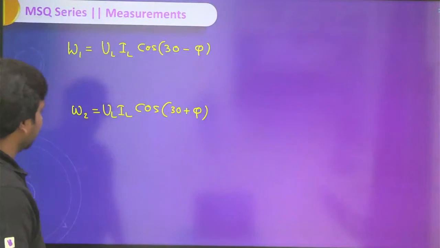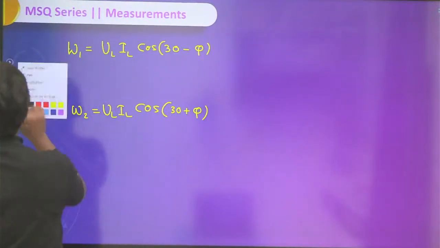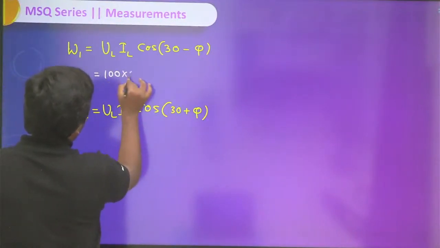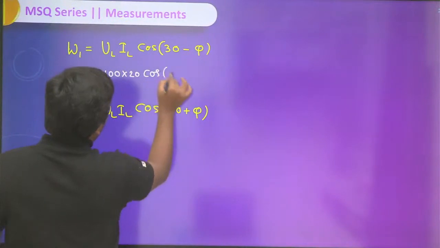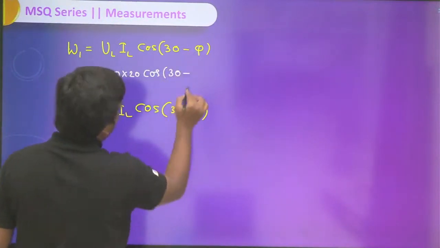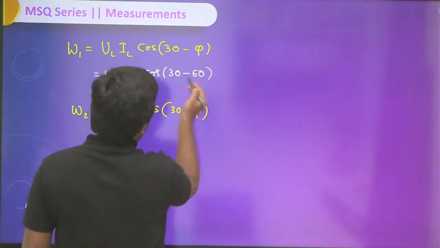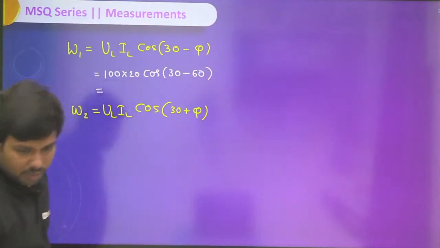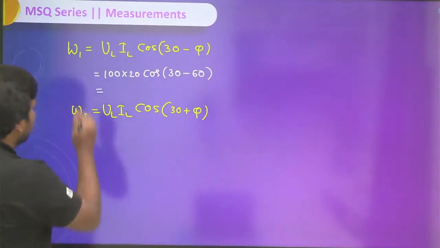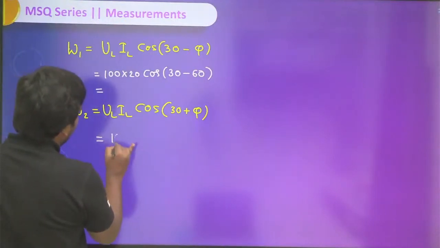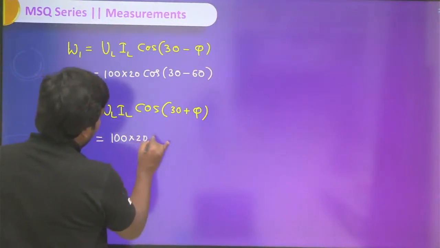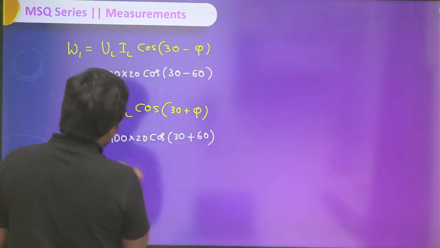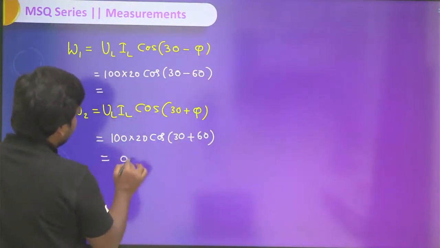What would be the correct answer then? Very simple. Just go with this flow. So VL is 100, IL is 20, cos of 30 minus 60 here. What is the value here? Quickly, every one of you, W1 is how much? Guys, fast. W1 is how much? W2 is easy. 100 into 20, cos of 30 plus 60. Finished. This is game over. Cos 90 is 0. So this is 0 watt.